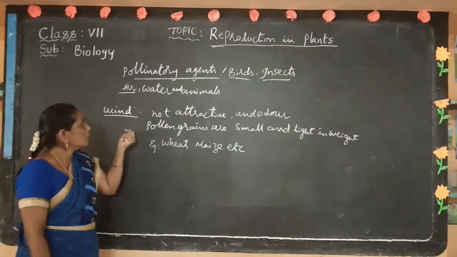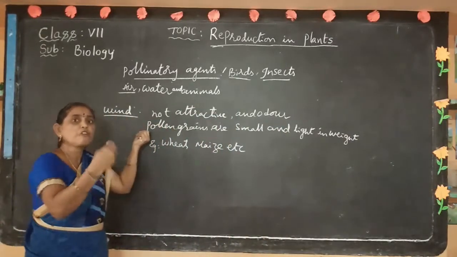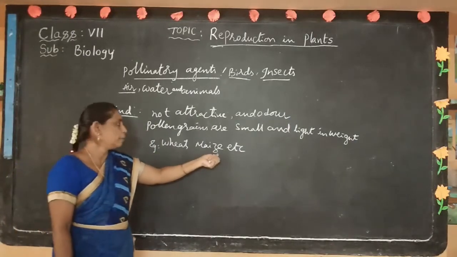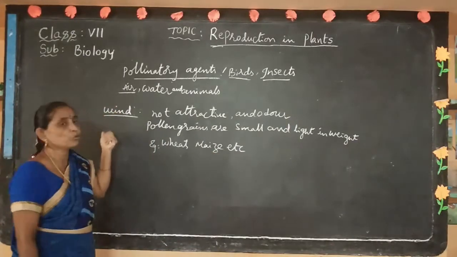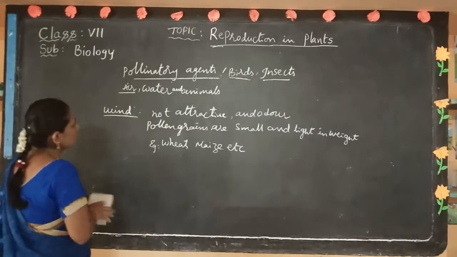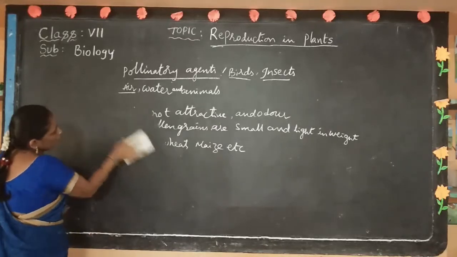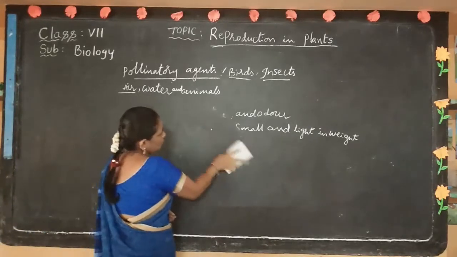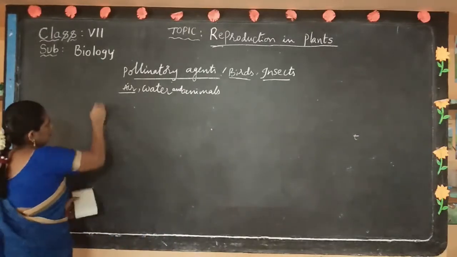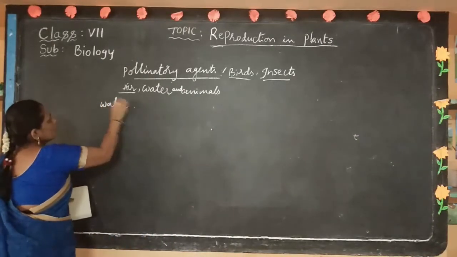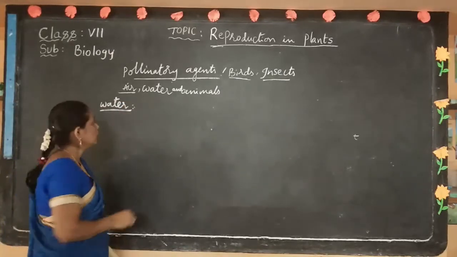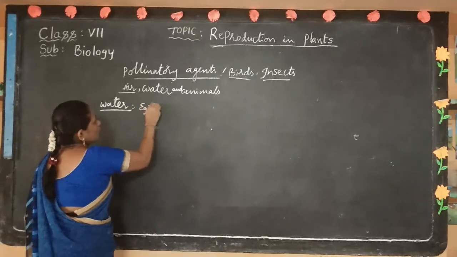Okay, this is pollination through the wind, transferring pollen from one place to another. For example, wheat and maize are pollinated through the wind. Next, pollination through water. Water is also one of the important pollinating agents. For example, Vallisneria.